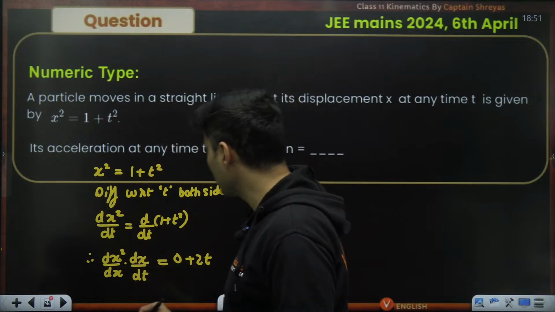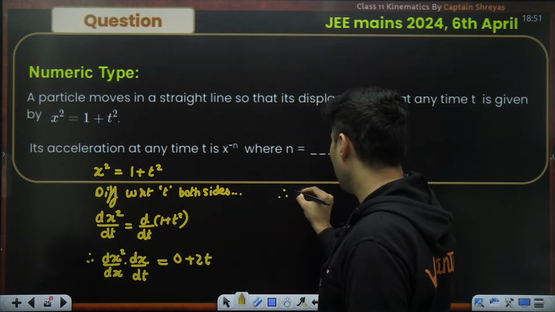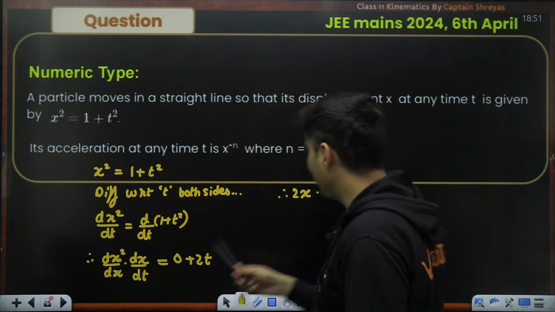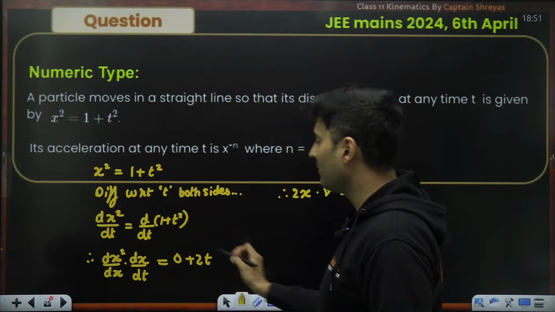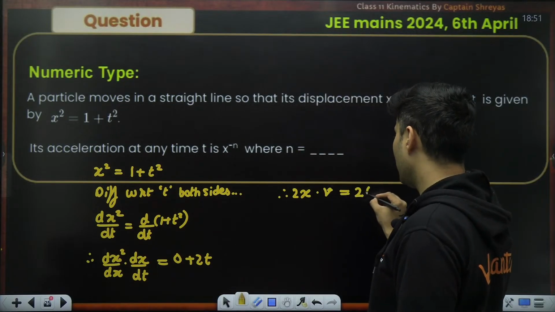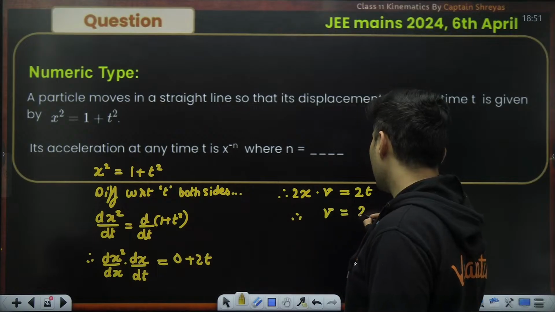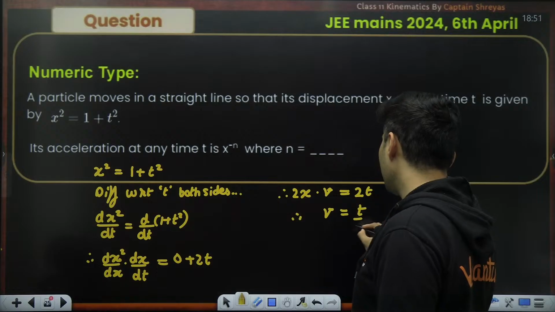Now, x raised to 2's derivative, what will it be, guys? Think logically. X raised to 2's derivative will be 2x. This dx by dt is exactly velocity. So dx by dt, I have written it down as velocity. And on the right hand side, it is 2t, 2 cancels. So velocity is, sorry, not 2 by, t by basically x.